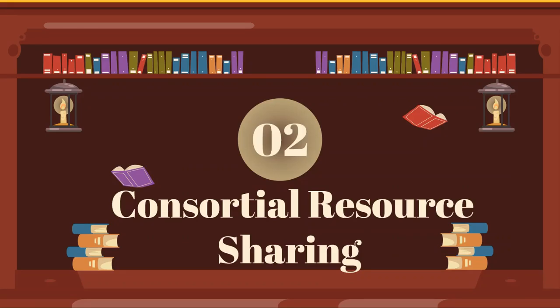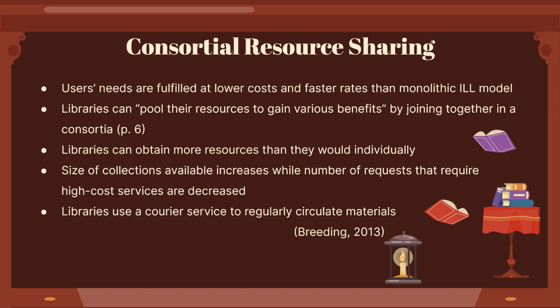Consortial resource sharing. Consortial resource sharing is when user needs are fulfilled at lower costs and faster rates than monolithic ILL models. So it is better than the monolithic model. Libraries can pool their resources to gain various benefits by joining together in a consortia. Libraries can obtain more resources than they would individually. The size of collections available increases while the number of requests that require high-cost services are decreased. Libraries use a courier service rather than a mail service to regularly circulate materials.